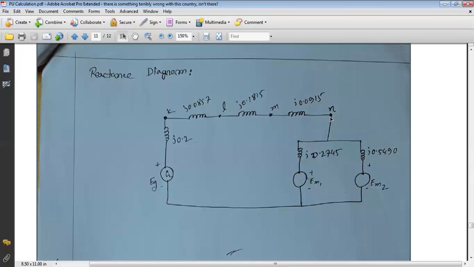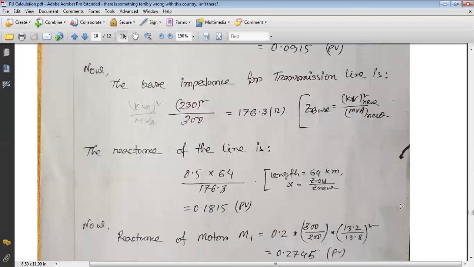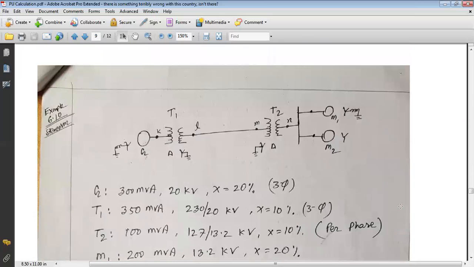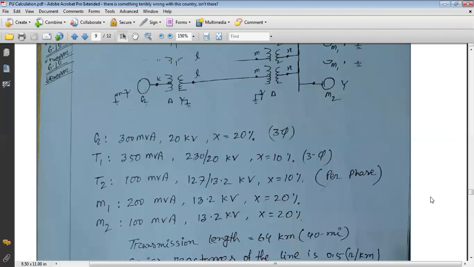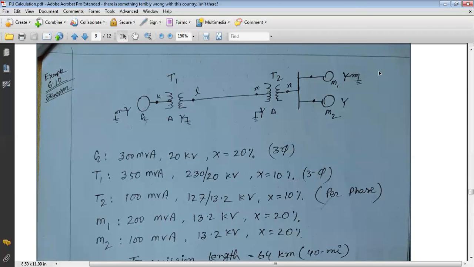And from the secondary of T2, two motors are connected in parallel. So here, these are two parallel branches. One is motor 1 and the second is motor 2. This is the motor electromotive force or back EMF source, and this is for the second motor. The neutral of these two motors and the neutral of the generator are connected together. So this is our per unit reactance diagram. This is the complete solution of this particular mathematical problem.